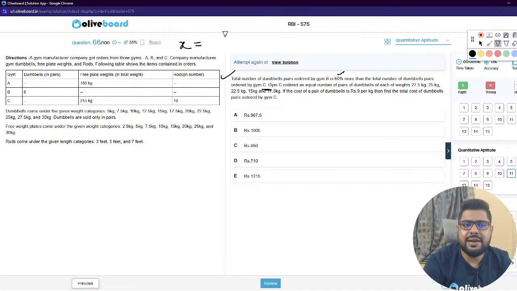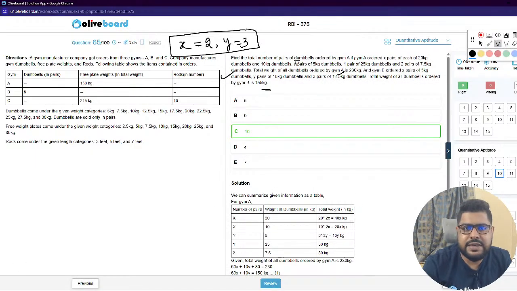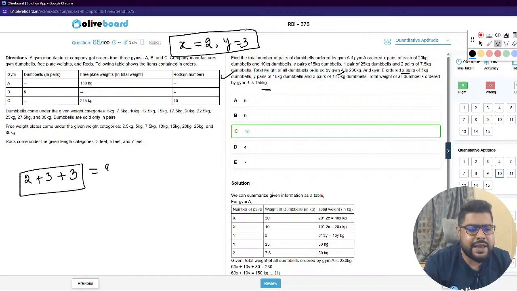Okay. Now, one thing I have missed last time. I had to choose. X was 2, Y was 3. This much I know. So let's go back to the last question a little bit. Gym B, how many pairs? X pairs, so 2 pairs, Y pairs, meaning 3 pairs, and 3 pairs. So total it was 8 pairs. Gym B was 8 pairs. Right?